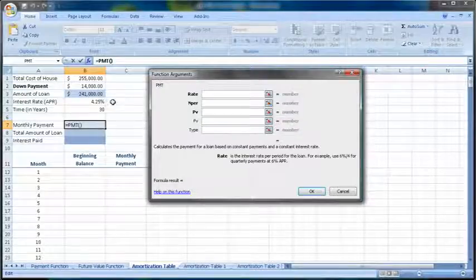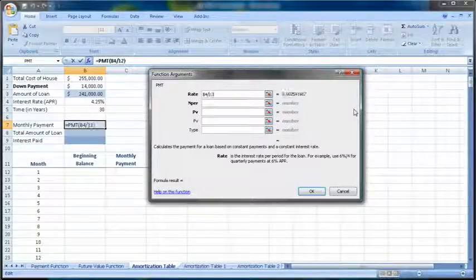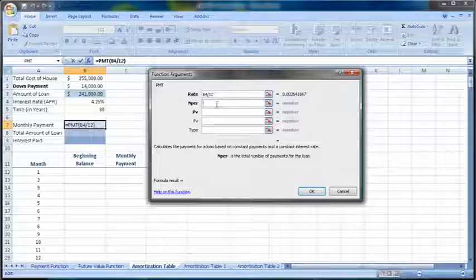So, our rate is 4.25. Since I'm going to be making a monthly payment, I'm going to divide that by 12. Remember, if we were making quarterly payments, we would divide it by 4. If we were making 2 payments a month, divide it by 24. If I was making 2 payments a year, divide it by 2.